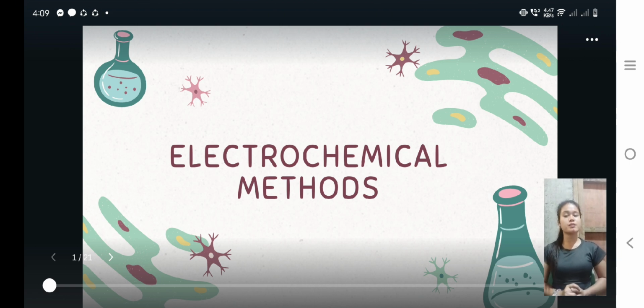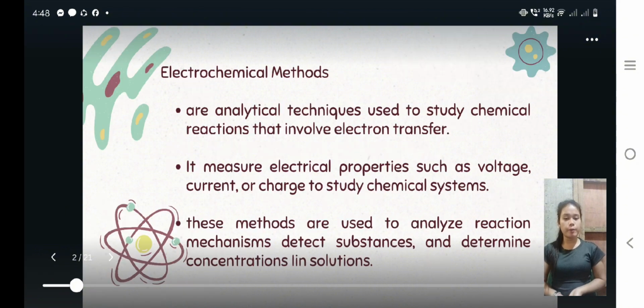But first, let's define what electrochemical methods are. Electrochemical methods are analytical techniques used to study chemical reactions that involve electron transfer. They also measure electrical properties such as voltage, current, or charge to study chemical systems.